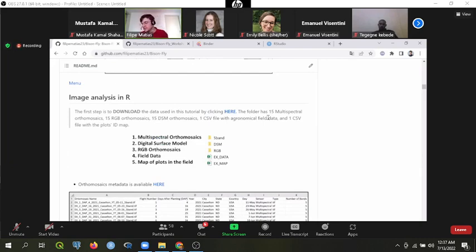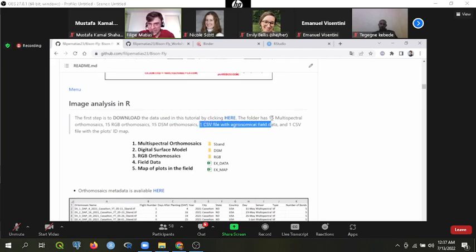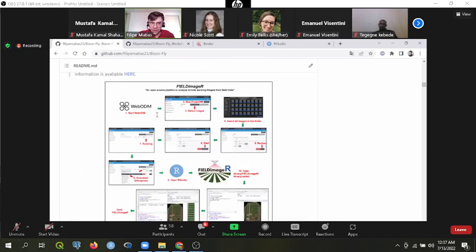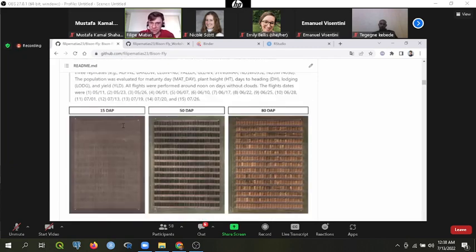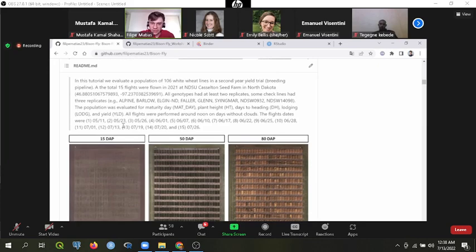If you do not have data, for example, if you want to work with UAVs and you want to learn, but you do not have data, that's not an excuse anymore. You have data here for playing around and trying your models or trying to improve this pipeline. We have 15 multispectral orthomosaics, 15 RGBs, and 15 DSM files for calculating, for example, plant height. We also offer the CSV file with the agronomical field data. Again, which are the traits? Those: maturity, plant height, days to heading, lodging, and yield.